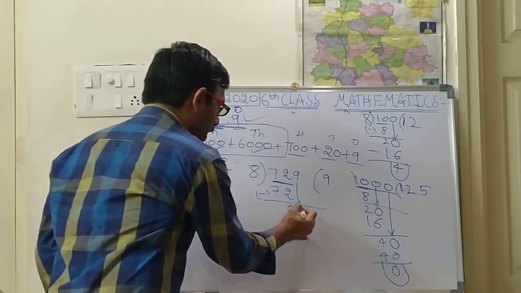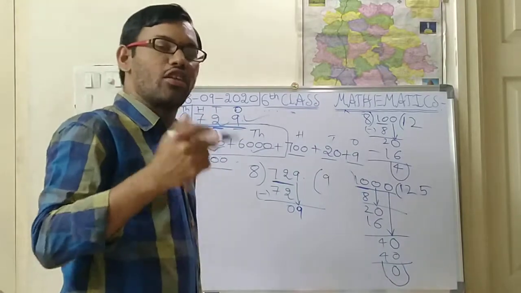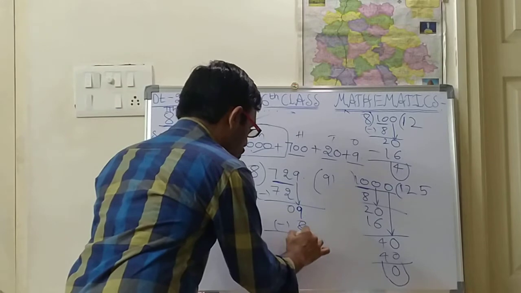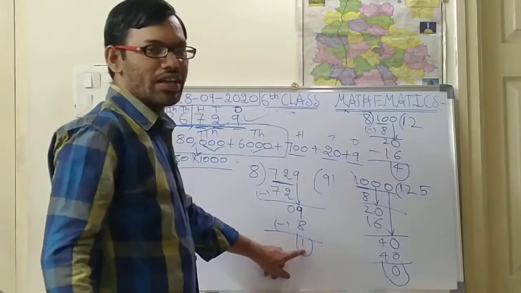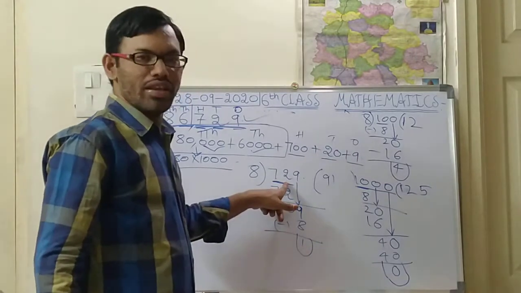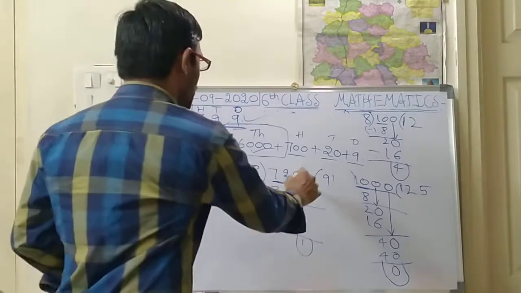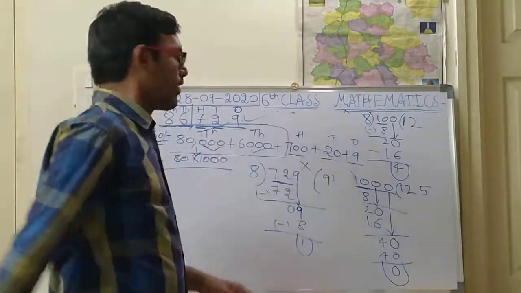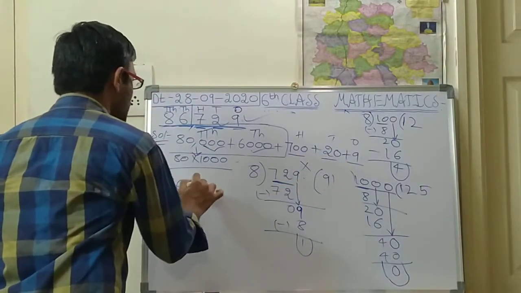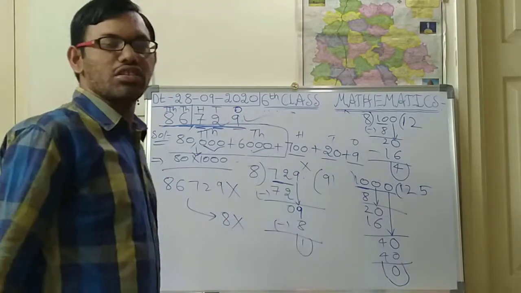Does 9 go in the 8 table? No. So 8 ones are 8. 9 minus 8 is 1. So you got the remainder as 1, but not 0. If you get 0, then the number is divisible by 8. Here we got a remainder of 1, so 729 is not divisible by 8. If the last part is not divisible by 8, then the total number 86729 is not divisible by 8. So like this you are supposed to check.